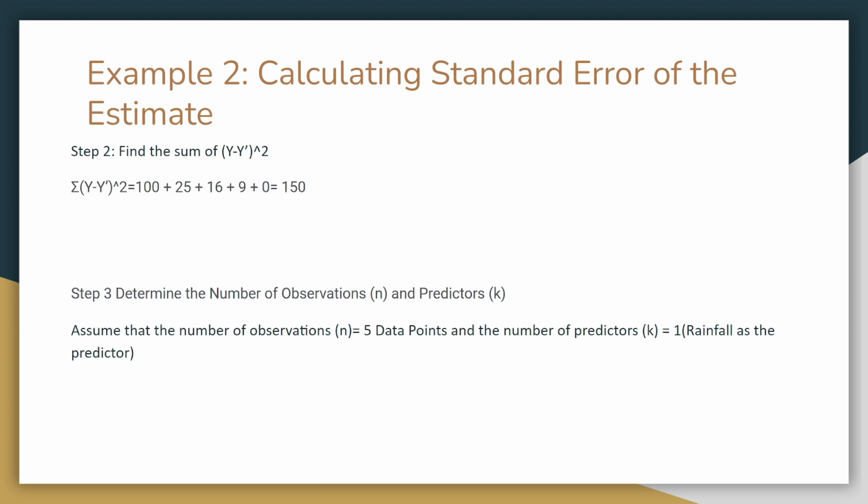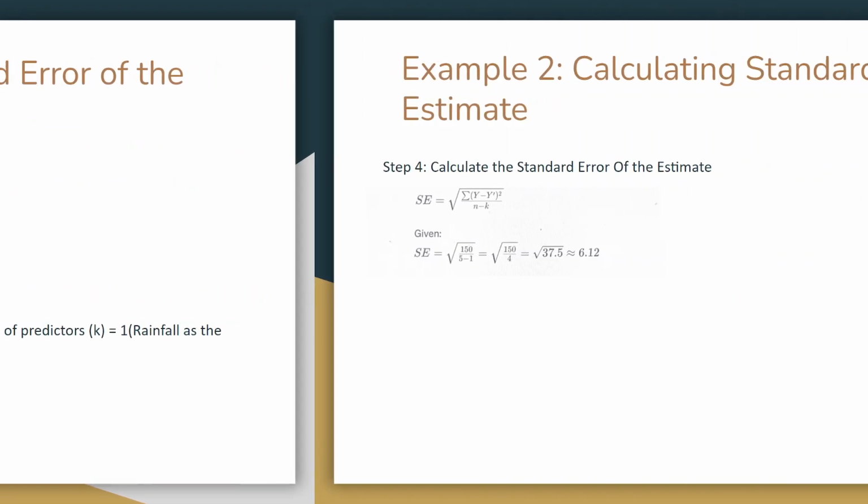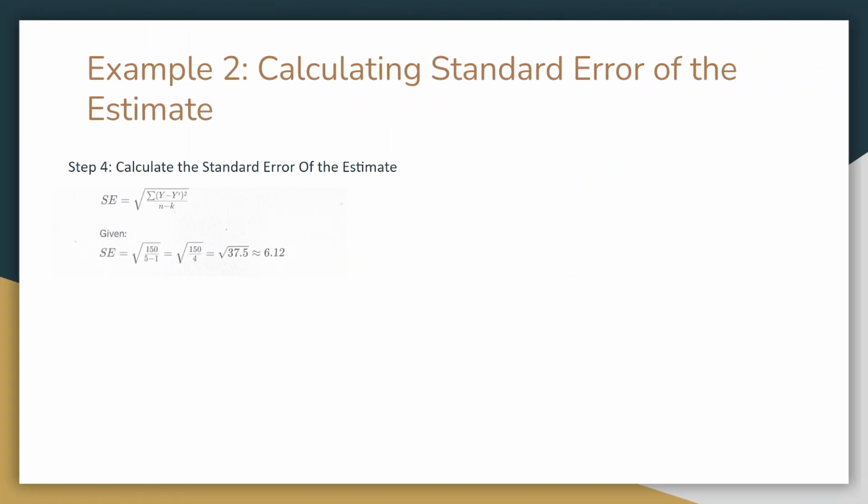Third step is to determine the number of observations, n, and predictors, k. Assume that the number of observations, n, equals 5 data points, and the number of predictors, k, is equal to 1, rainfall as the predictor. Step 4 is to calculate, and that is the formula and the answer.